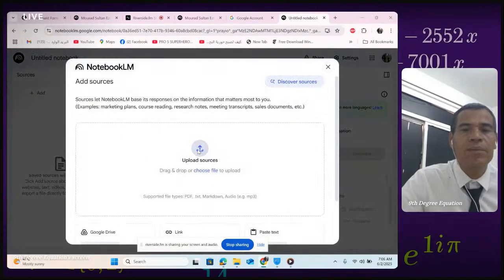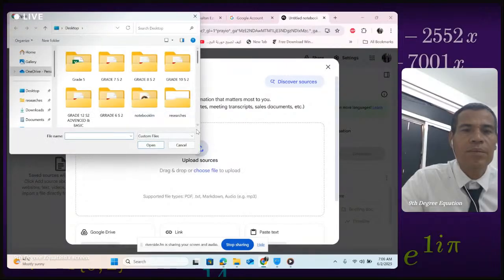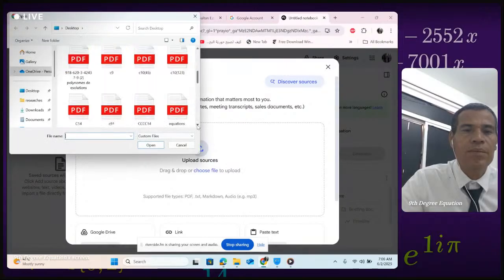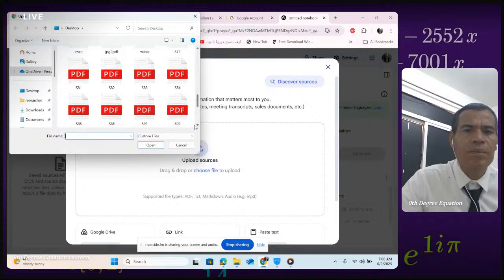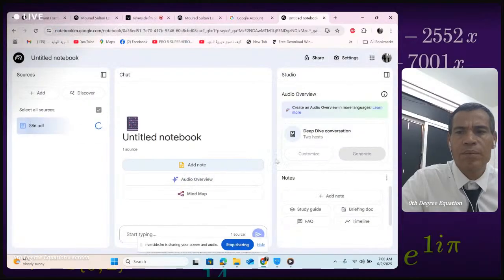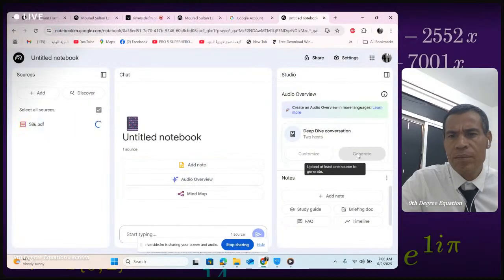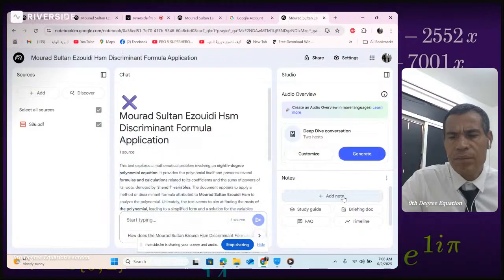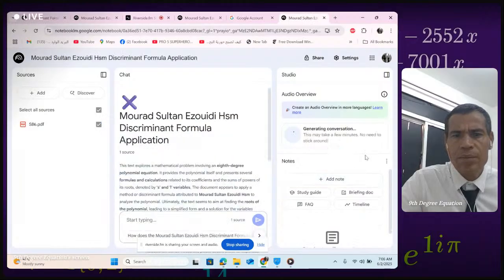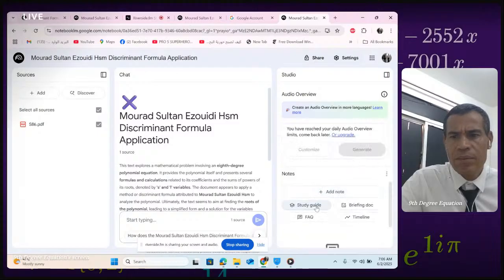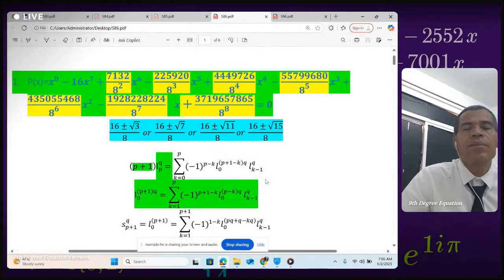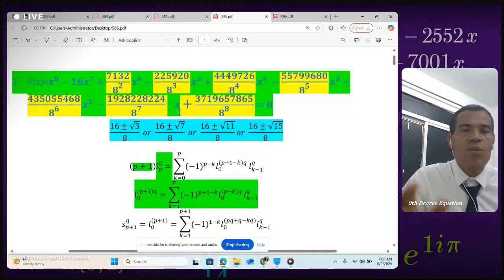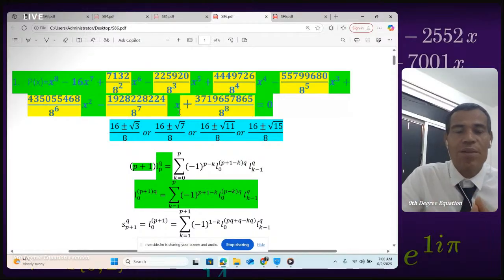No, not at all. The document lists them right away. They're specific numerical values, often fractions. Like what? Well, L0 is 16. That's simple enough. But then L1 equals 732 divided by 8 squared. L2 was 225920 over 8 cubed. L3 is 4449726 over 8 to the 4th. It keeps going like that. L4 is 5579968 over 8 to the 5th. L5 is 435050468 over 8 to the 6th. L6 is 192822824 over 8 to the 7th. And finally, L7 equals 37196577865 over 8 to the 8th. Good grief.